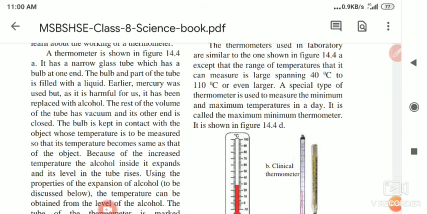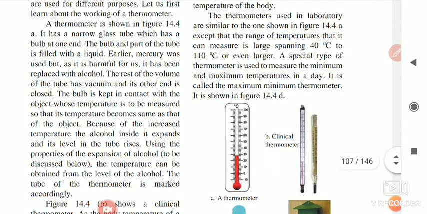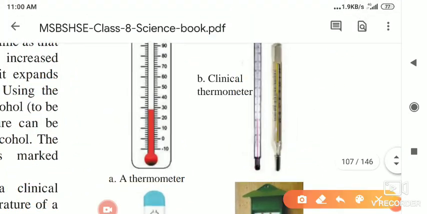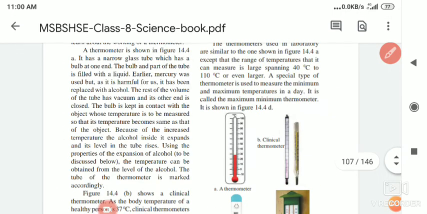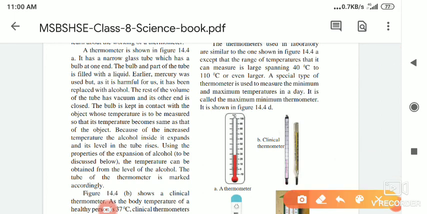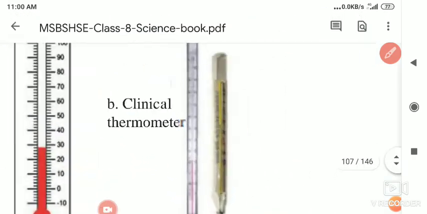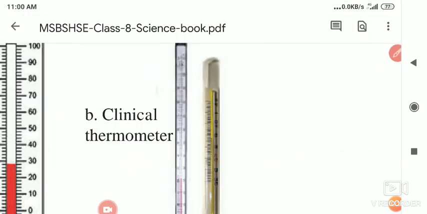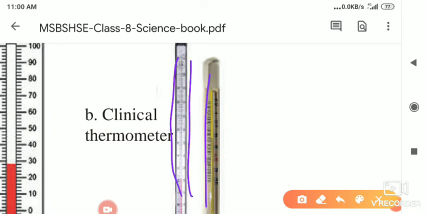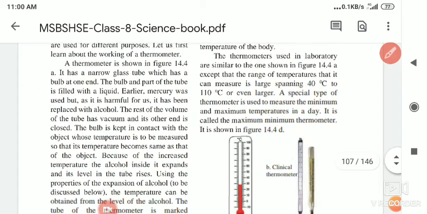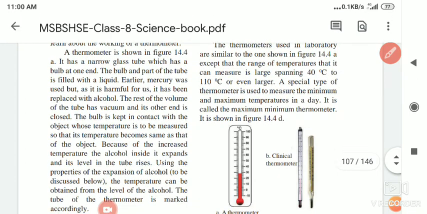Figure 14.4a has a narrow glass tube which has a bulb at the end. If you see here, it is the bulb. In our school also the thermometer is there, and I think I have shown you this thermometer. So it has a bulb at the bottom and a narrow glass tube, with a bulb at one end. These two are the glass tubes. It is a narrow glass tube, and at one end there is one bulb.